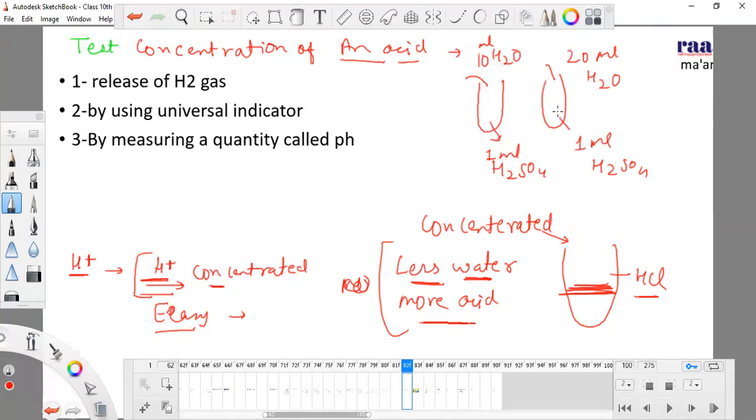which is less concentrated, first of all, you can go with the hydrogen releasing test. Just put some zinc granules or metal granules, and by the amount of hydrogen gas released, you can tell which acid is more concentrated and which is less concentrated. This is more concentrated, so it will release more hydrogen, and this is less concentrated, so it will release less hydrogen.